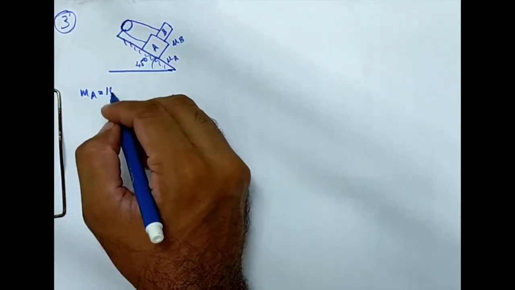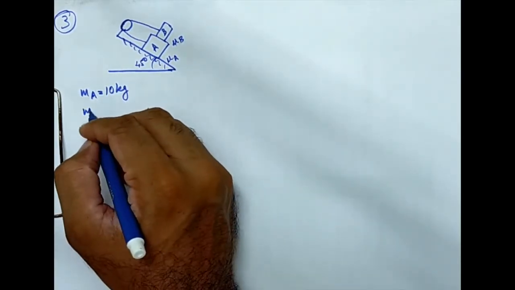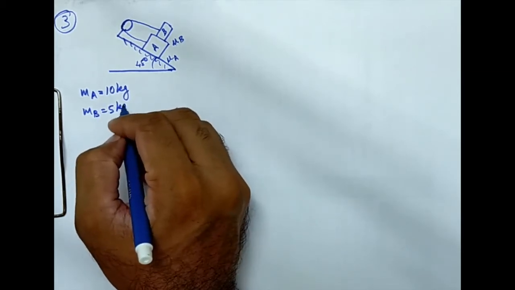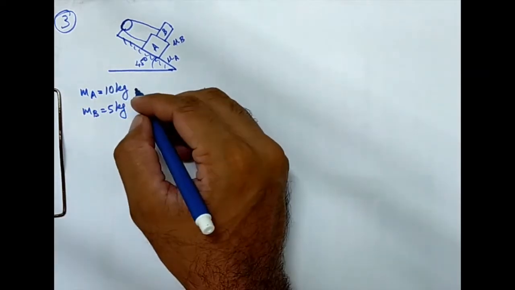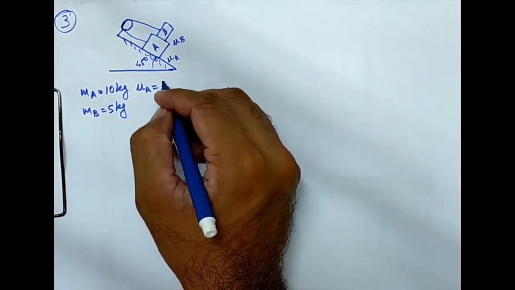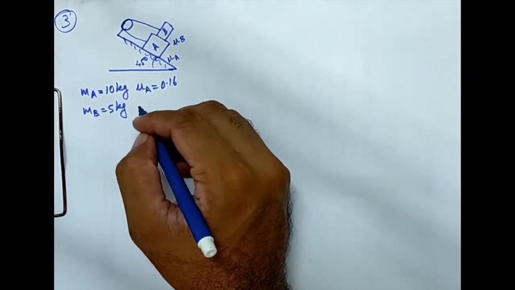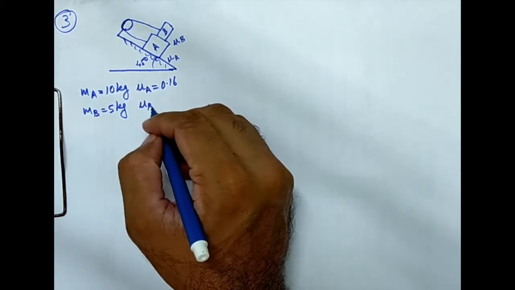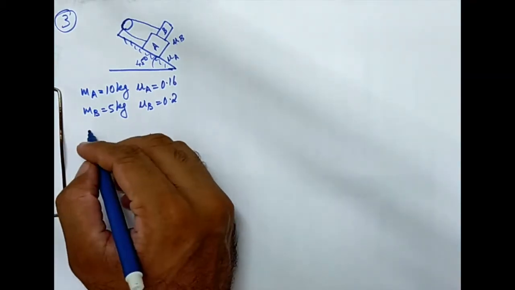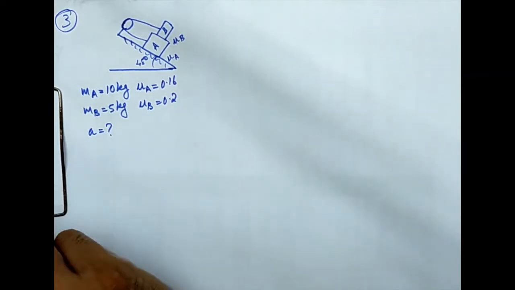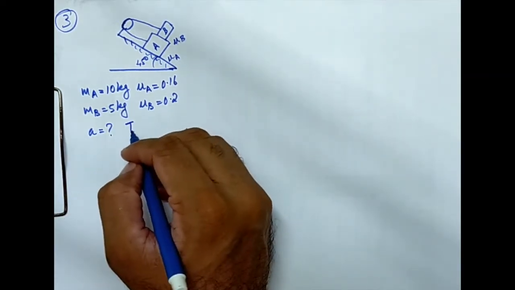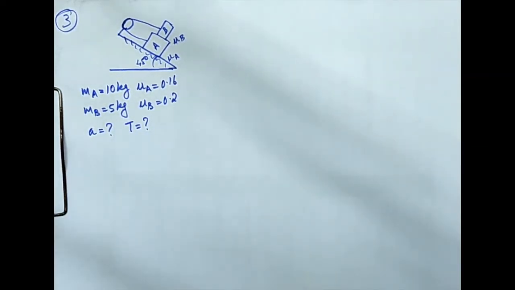The mass of object A is given as 10 kg, mass of object B as 5 kg, and mu A is given as 0.16, mu B is given as 0.2. This is the information that we have, and we are asked to calculate the acceleration of the objects and the tension in the cable. These are the two unknowns. So now let's consider this case.